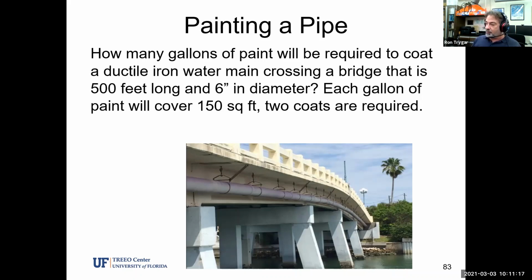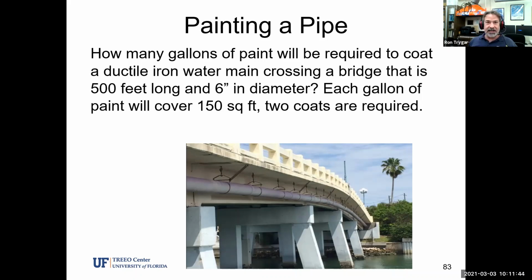How many gallons of paint would be required to coat a ductile iron water main crossing a bridge that is 500 feet long and is 6 inches in diameter? Not the bridge, but the pipeline. So we have a 6-inch diameter pipe and it's 500 feet long. Each gallon of paint will cover 150 square feet, and we need 2 coats of paint. So we've got a little bit of work to do on this one.